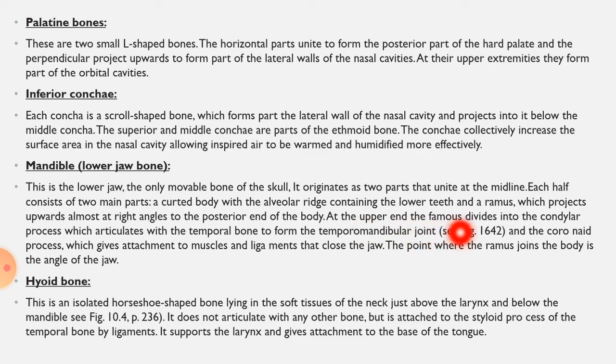At the upper end of the ramus will divide into the condylar process, which articulates with the temporal bone to form the TMJ joint, and the coronoid process, which gives attachment to the muscles and ligaments that close the jaw. The point where the ramus joins the body is called the angle of the jaw.